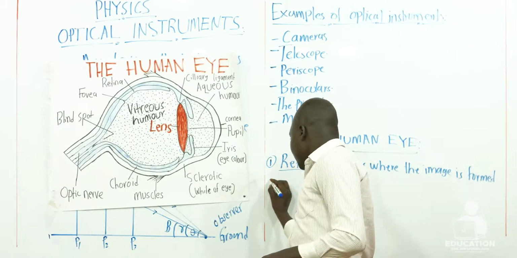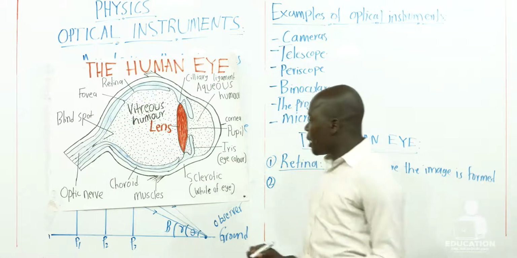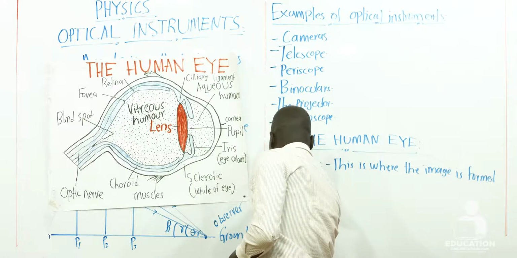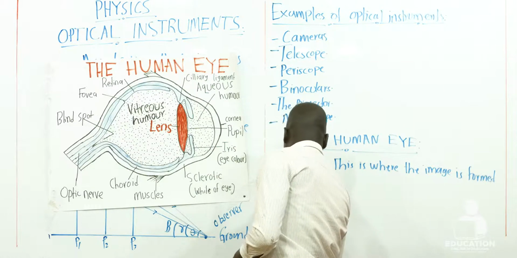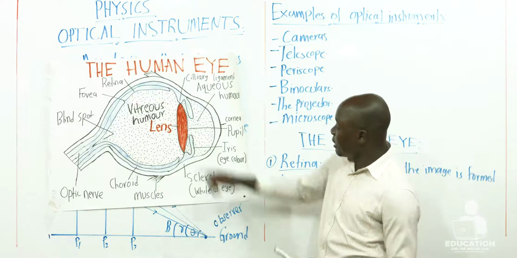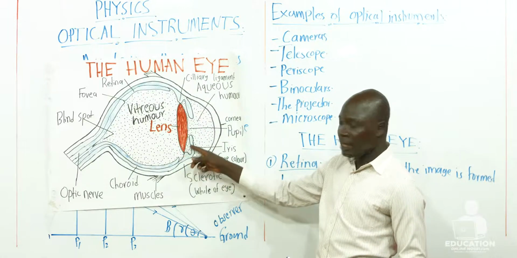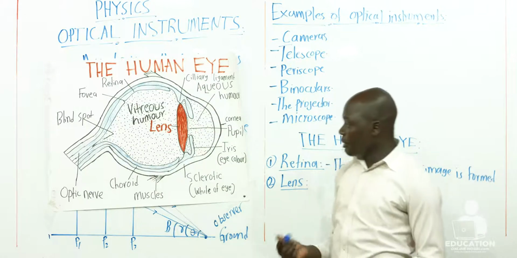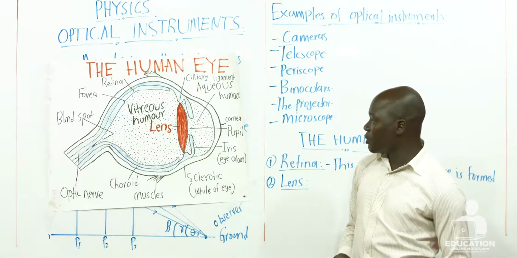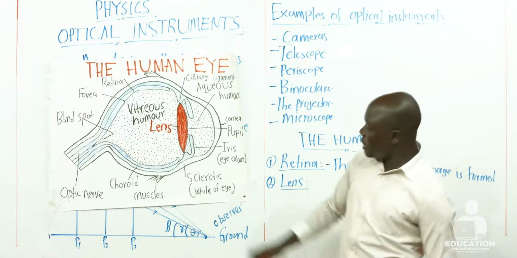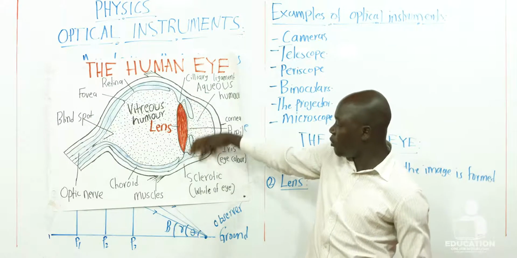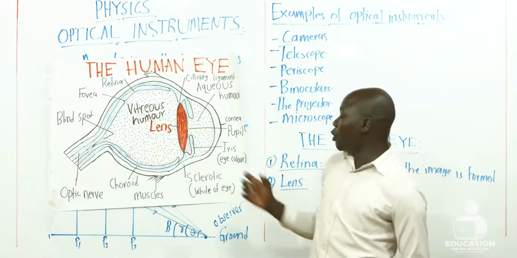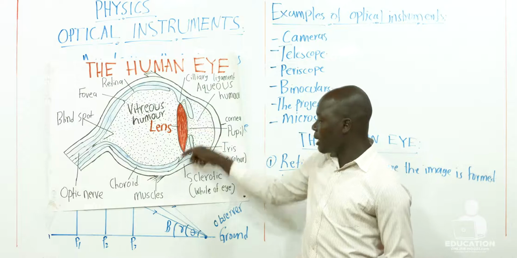Then the next part of the human eye that we are going to concentrate on is the lens. Dear learners, this is the lens found in the human eye. We said there are two types of lenses. One is called the convex lens and one is called the concave lens. The type of lens found in the human eye is the convex lens, which is thicker in the middle than at the edges.